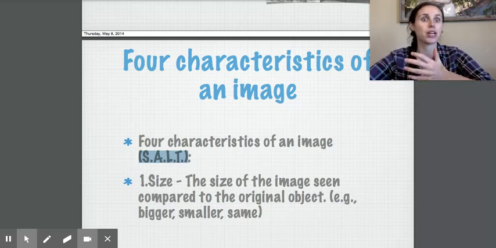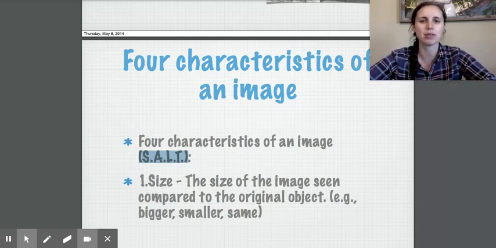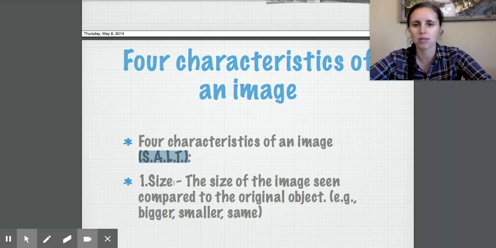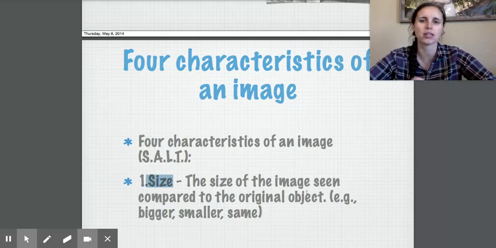So when we're trying to compare an image to an object and decide if it looks the same or if it looks different, we describe the image using SALT. The S in SALT stands for the size. So the size of the image compared to the normal object. So when you think about those 2 stars, the 2 sizes seem to be the same. When you actually look at yourself in the mirror, you don't look shorter, you don't look taller.